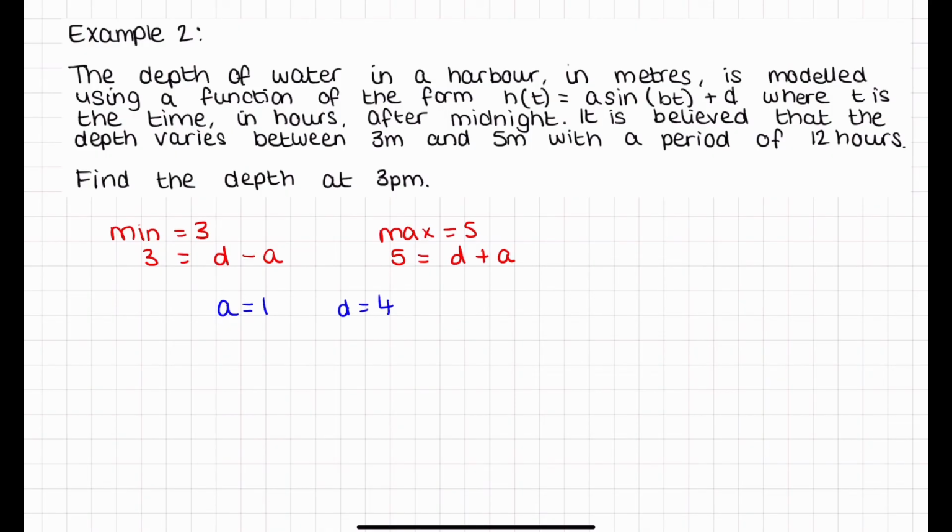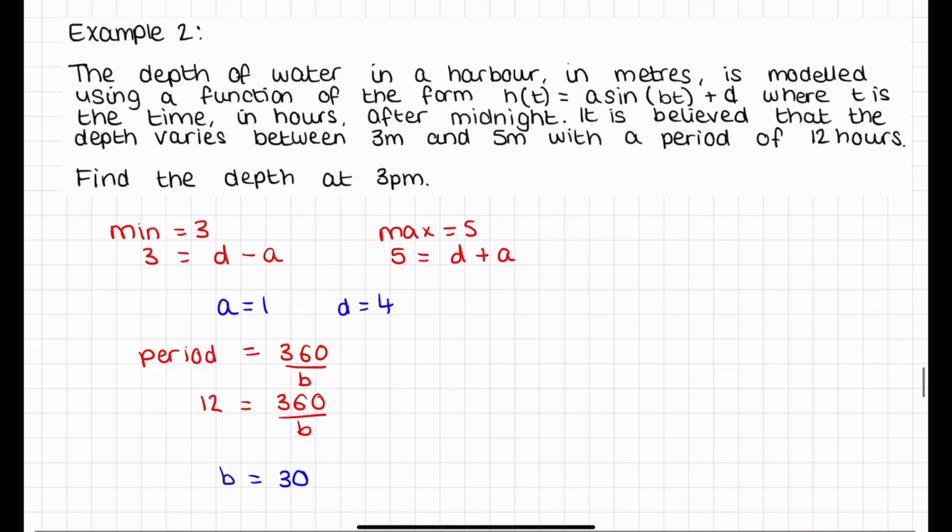Now we've worked out our a value and a d value, we just have to do the b. So we're told in the question that it's a period of 12 hours. We know our period equals 360 over b. If our period is 12, put that into your calculator and solve it, and you will find that b equals 30. Now we have our a, b, and d values, so we can make our equation. A is 1, so we need to write it, so it'll be sine of 30t plus 4.